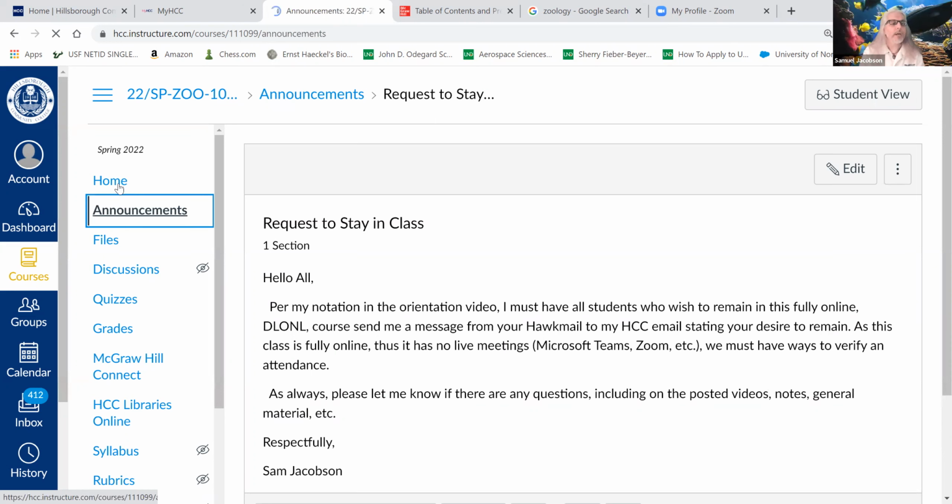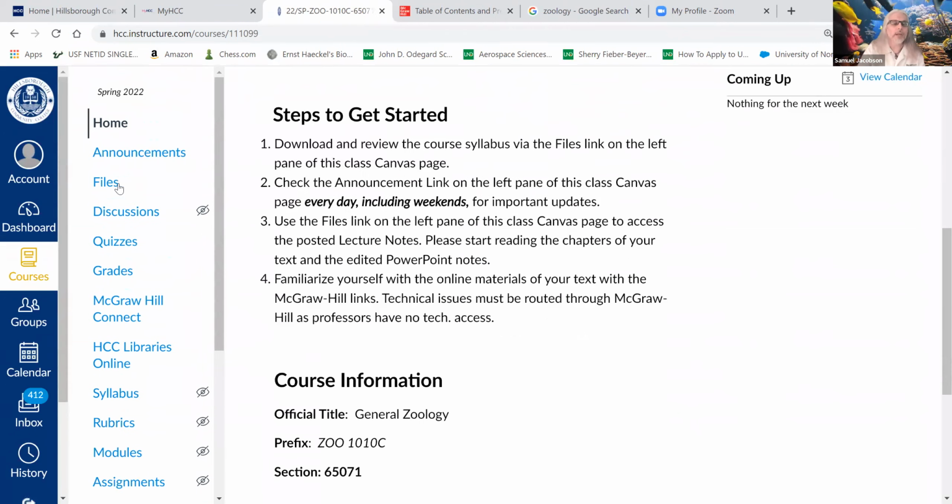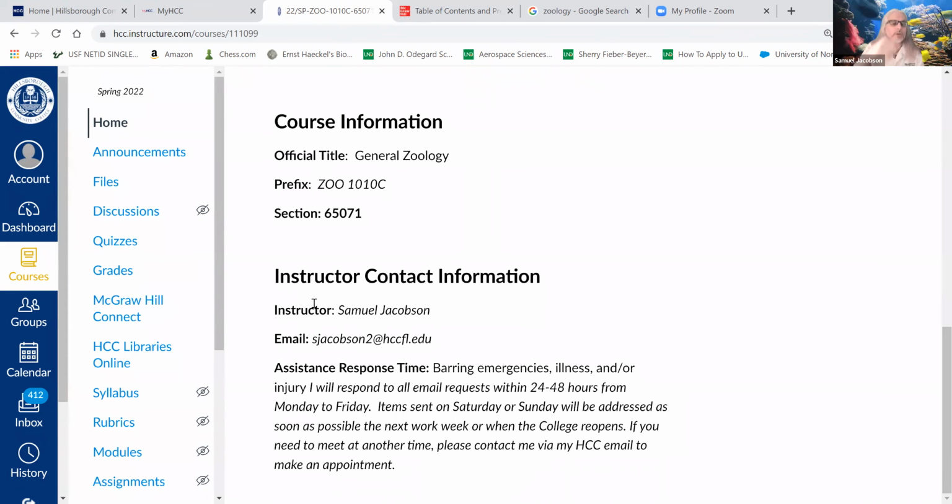Let's go to the homepage actually. So check these announcements regularly. Make sure you check them even on weekends. Now, PowerPoint notes, your book, that kind of idea, general information on the course, and then of course, my general contact information, obviously my name, my email address. Notice this is my HCC email, not Hawkmail. This is my general HCC email. This works much better for me. And you have a Hawkmail, but this works great for me.